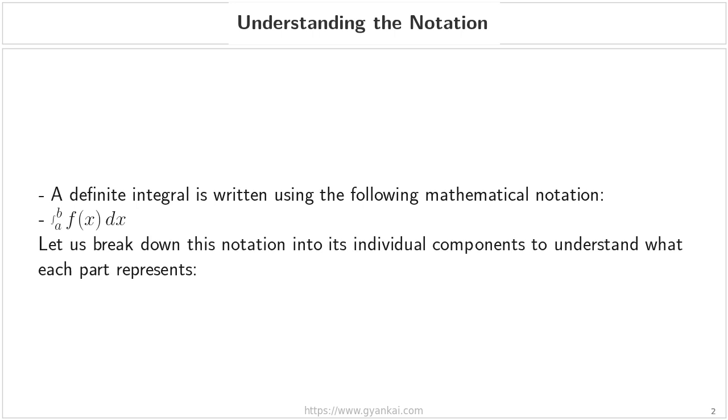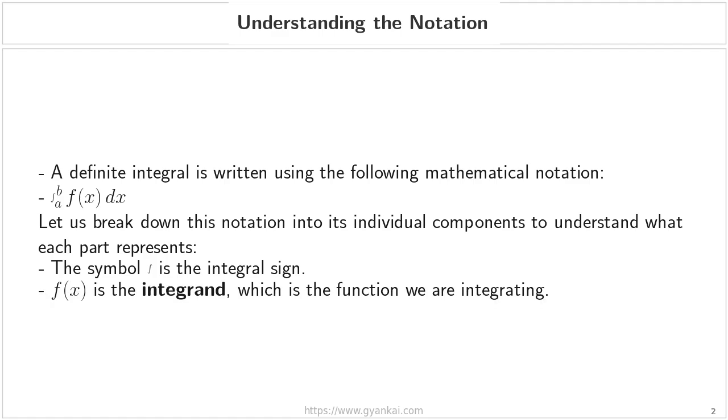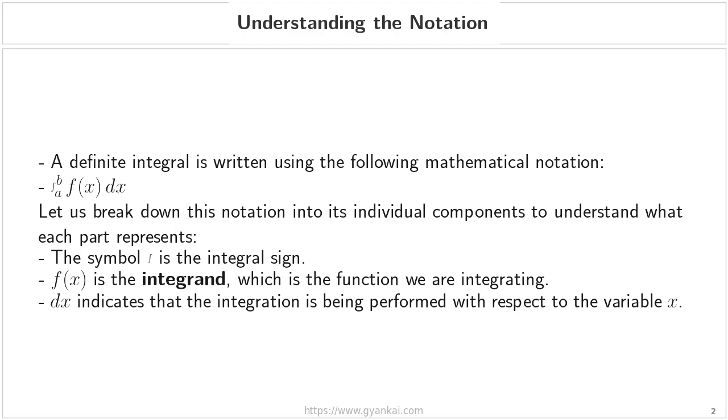Now, let's break down everything within that integral sign. We have the integral of, followed by a function, which we call f of x, so f of x is the function we want to integrate. It's what we're working with. We call this f of x the integrand. Think of it as the thing being integrated. Next, you'll see dx. This isn't just some random addition. The dx tells us with respect to which variable we are performing the integration. In this case, it means we are integrating with respect to the variable x, so we're looking at how the function changes as x changes.